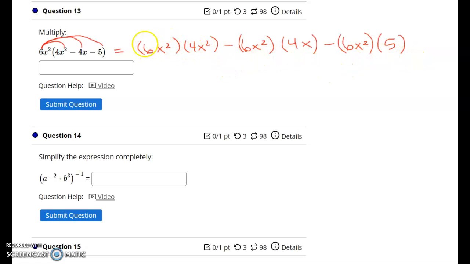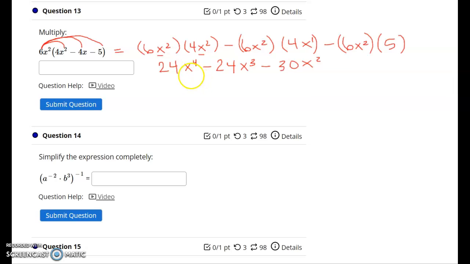Now you're just going to multiply the numbers together first. So 6 and 4 gives me 24. And then x squared times x squared. Remember when you're multiplying and the base is the same, like they both have that same x, you're just going to add the exponents. So this is multiplying only. That's why we can combine them, because we're multiplying. Minus 6 times 4 is 24. X squared times x to the 1 is x cubed, minus 30x squared.